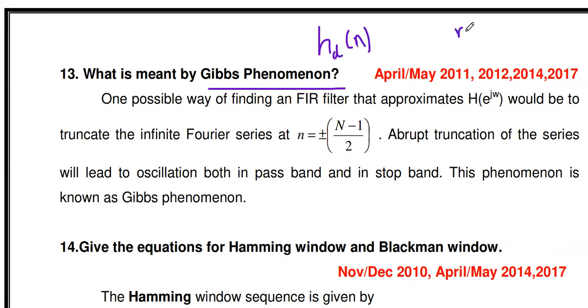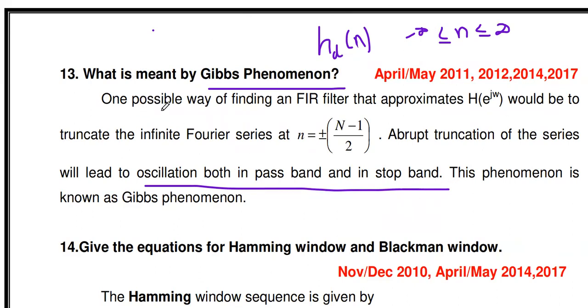This hd of n has infinite number of samples, for n equal to minus infinity to infinity. So in order to design the FIR filter, we truncate this hd of n abruptly. If the capital N value is given as 7, n is from minus 3 to 3, and the remaining samples we abruptly discard. If you truncate hd of n abruptly, we may get some oscillation in the pass band and stop band. That is an unwanted effect, called the Gibbs phenomenon.